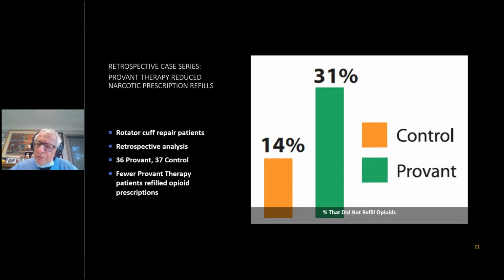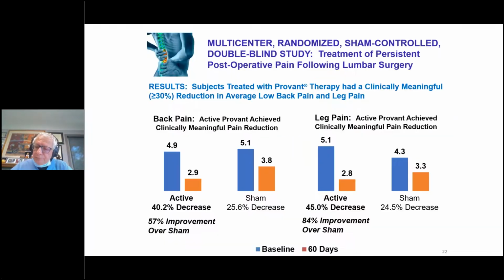The Provant treated group refilled at a rate of 69%. So 31% did not refill their opioid prescription. The no Provant control group, if you will, refilled at a rate of 86%. So 14% of them did not. So pretty significant difference in the need to refill for pain medicine.